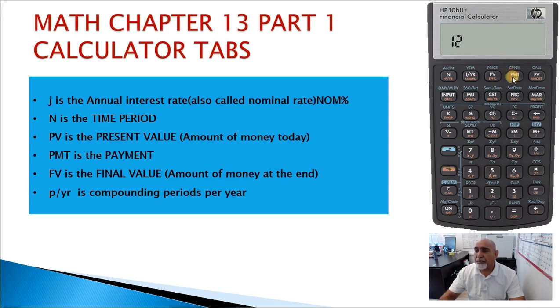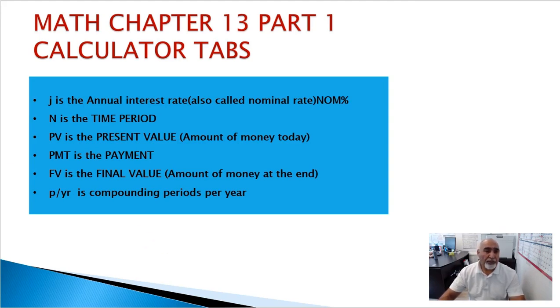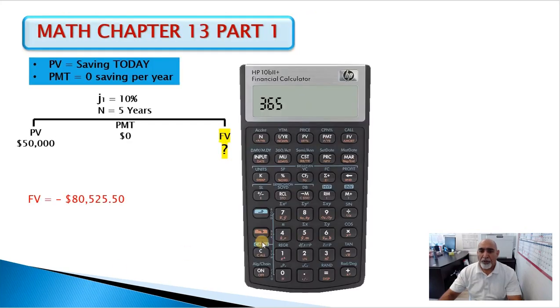And last one, let's say you wanted to show daily compounding, that would be a 365. Okay, so that's how we use our calculator. Let's start with the first calculation. Okay, let's do a question.